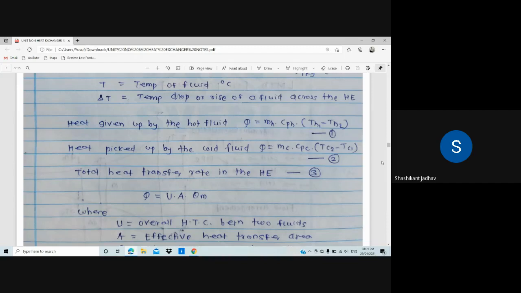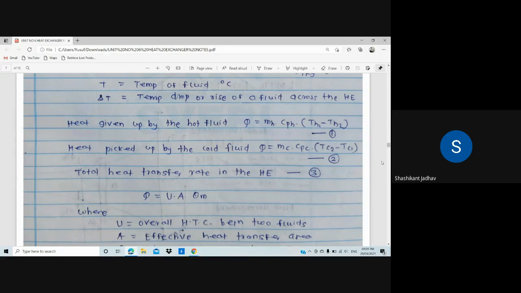Then write down. So we have written the equation separately for the hot fluid and cold fluid. Now we have to write down the equation for the overall heat exchanger. For that we have to consider the overall heat transfer coefficient and the temperature difference, and that temperature difference is nothing but LMTD, the log mean temperature difference.